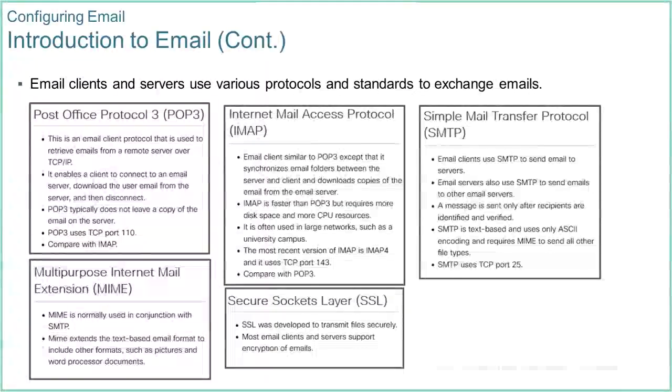All right, POP3 is 110, IMAP is 143, SMTP is 25. Once you remember those, you'll get most of your questions right.